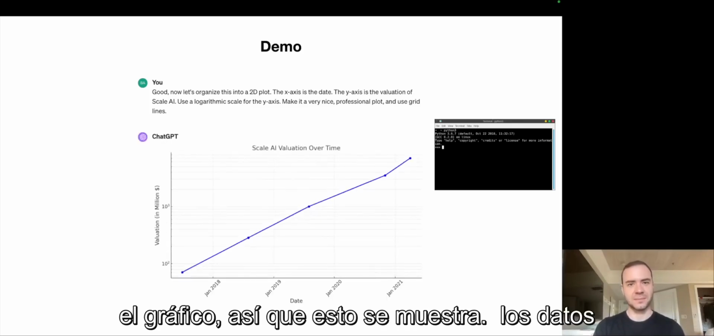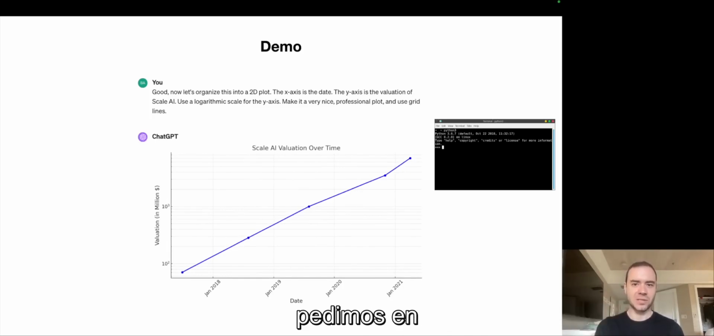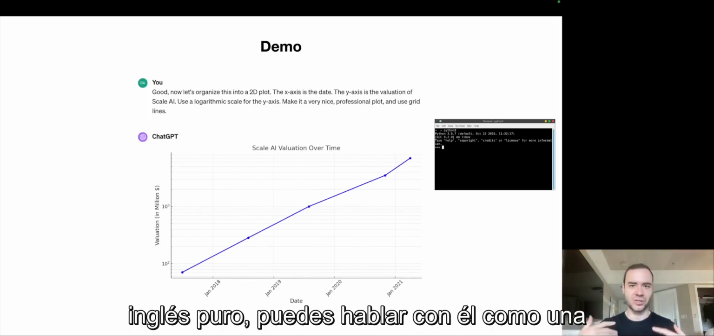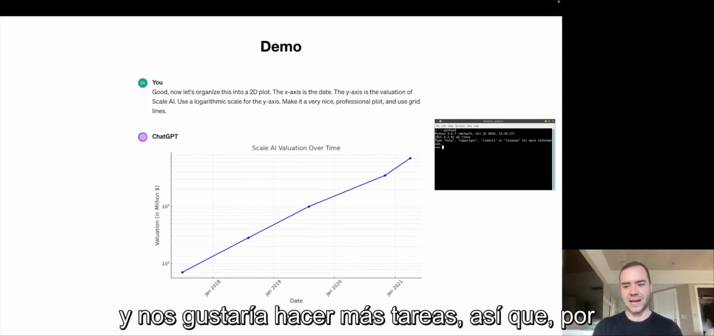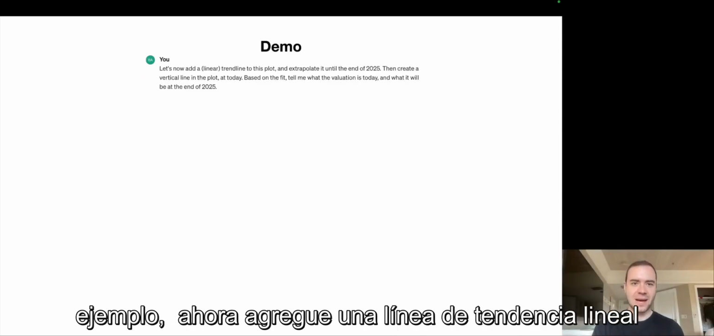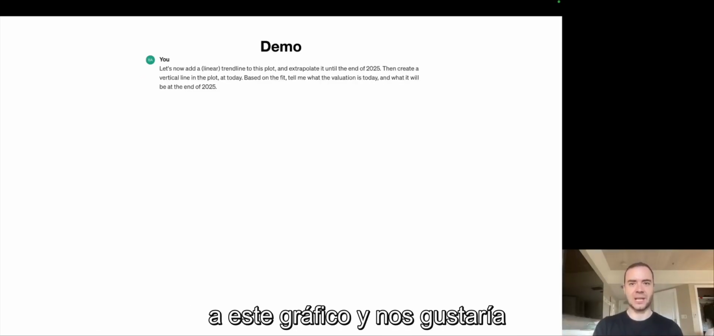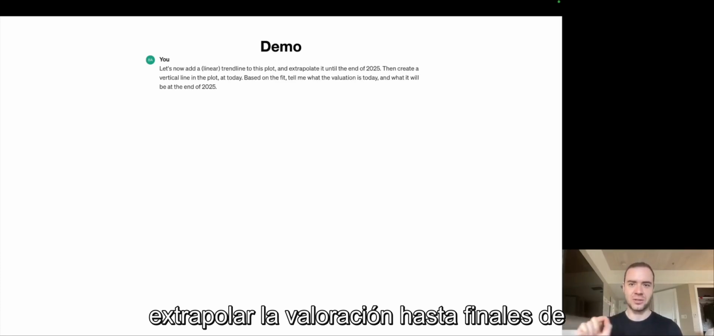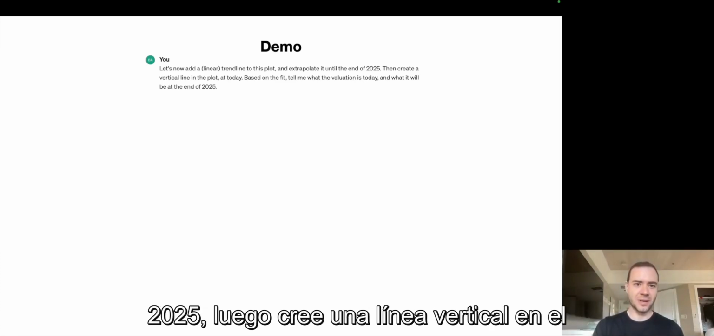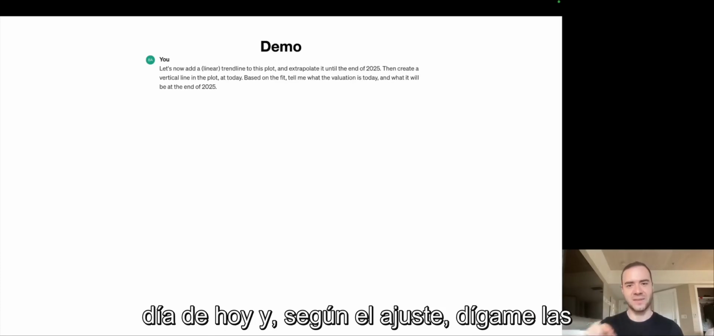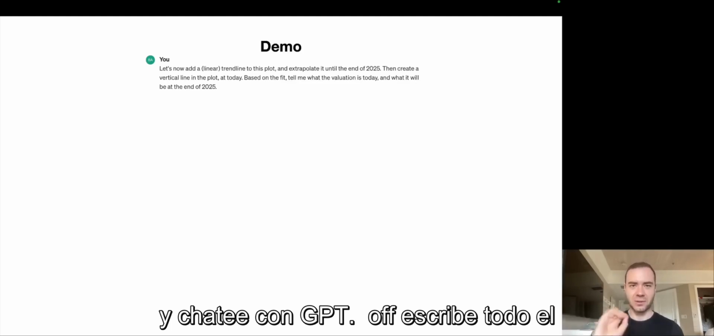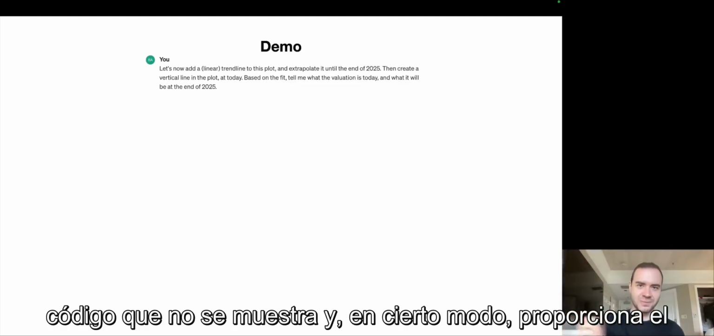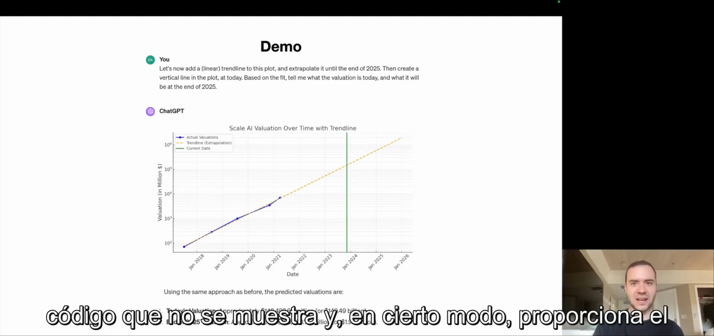And here's the plot. So this is showing the date on the bottom, and it's done exactly what we asked for in just pure English. You can just talk to it like a person. And so now we're looking at this and we'd like to do more tasks. So for example, let's now add a linear trend line to this plot, and we'd like to extrapolate the valuation to the end of 2025. Then create a vertical line at today, and based on the fit, tell me the valuations today and at the end of 2025. And ChatGPT goes off, writes all of the code, not shown, and gives the analysis.